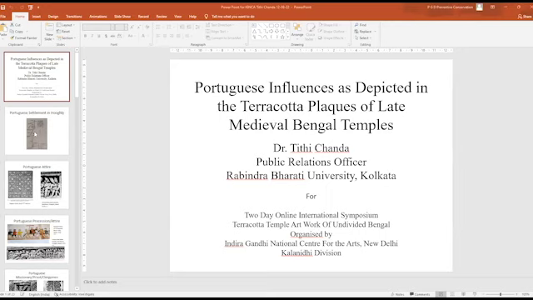Among the secular themes, the representation of the European traders, especially the Portuguese, will be discussed in this paper. Portuguese representation in the terracotta plaques and temples is mainly found in the temples of Hooghly, Howrah, Midnapur, and in a scattered way in other districts of Bengal, generally dated from the 17th to the early phase of the 18th century CE.